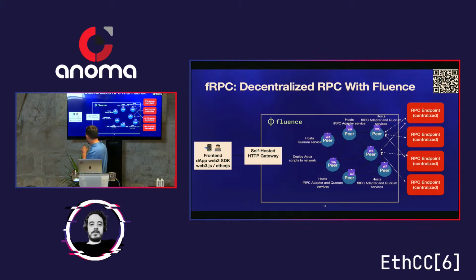So you have your Web3 dApp front end, and you basically replace the centralized RPC endpoint with our self-hosted HTTP gateway. So it's very simple. It's just a very simple app that you can run anywhere. And it uses the Fluence decentralized network to access centralized RPC endpoints, load balance and run quorum on them, so we can basically validate the output that you get from there before sending it to your dApp, right?